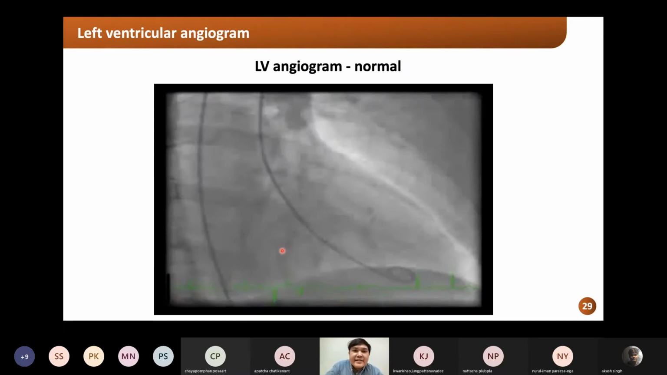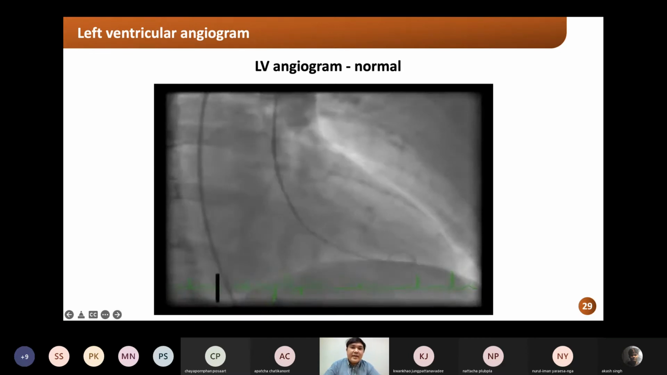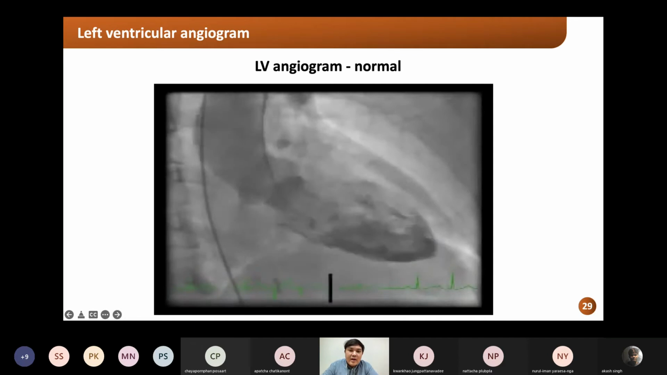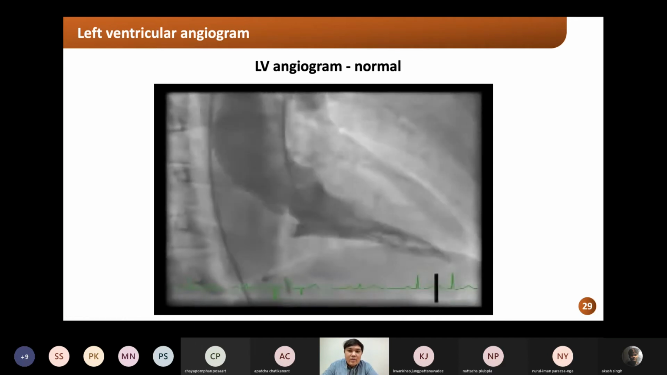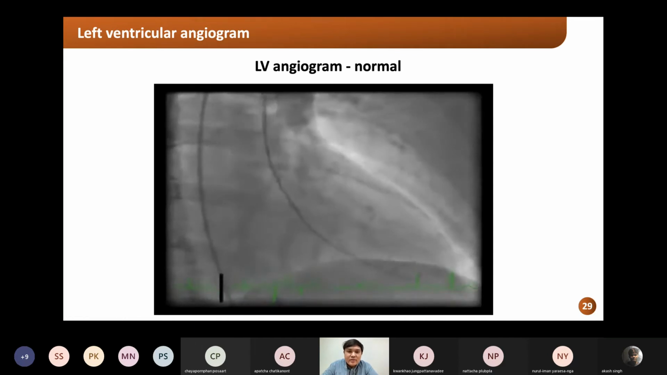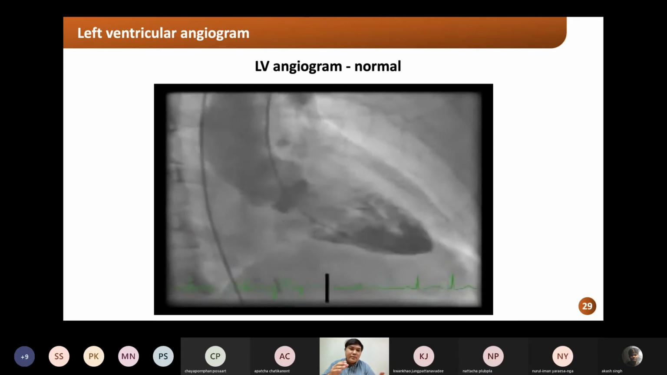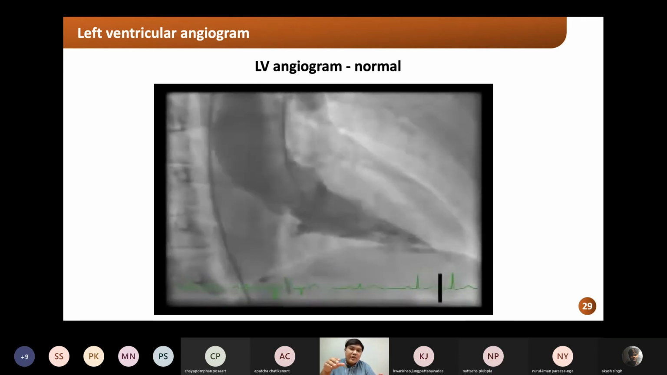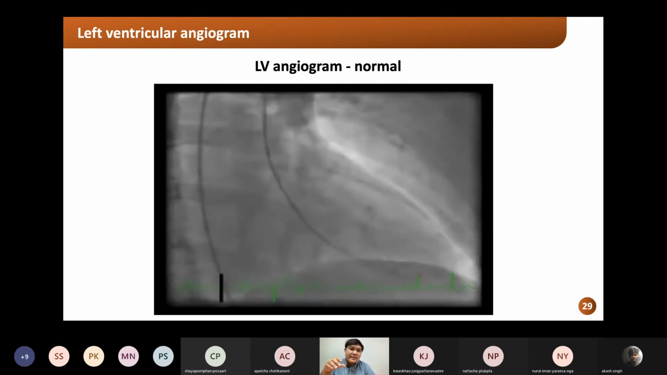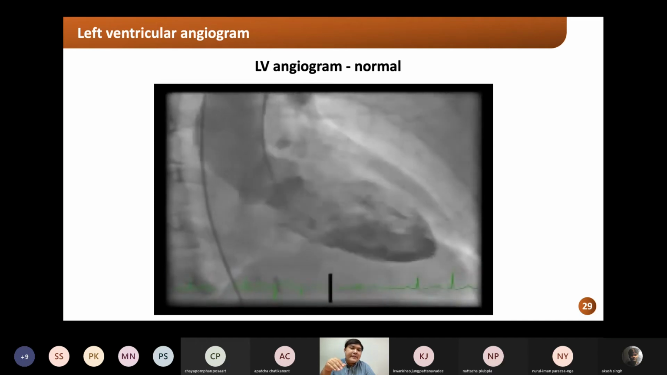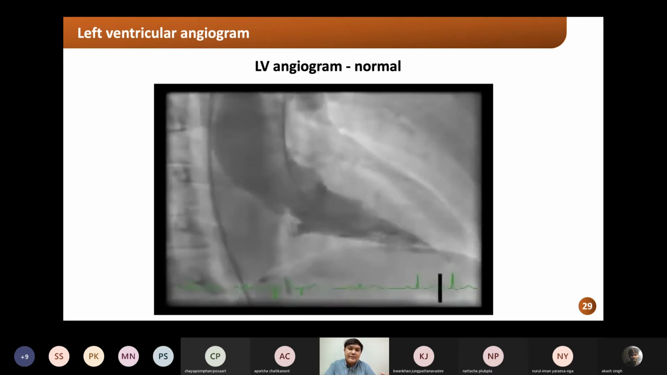And here is an example of the LV angiogram. I'm going to show you the video now. Okay, here is the normal LV-gram. You can see the LV function is normal, right?